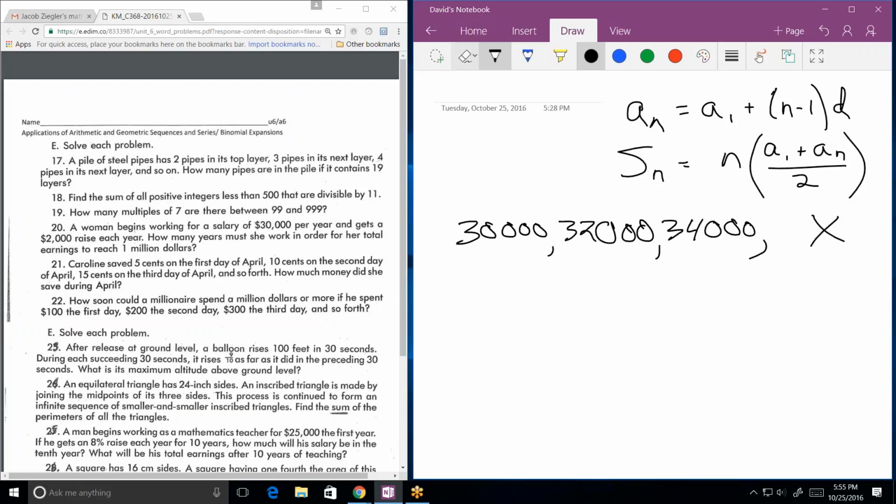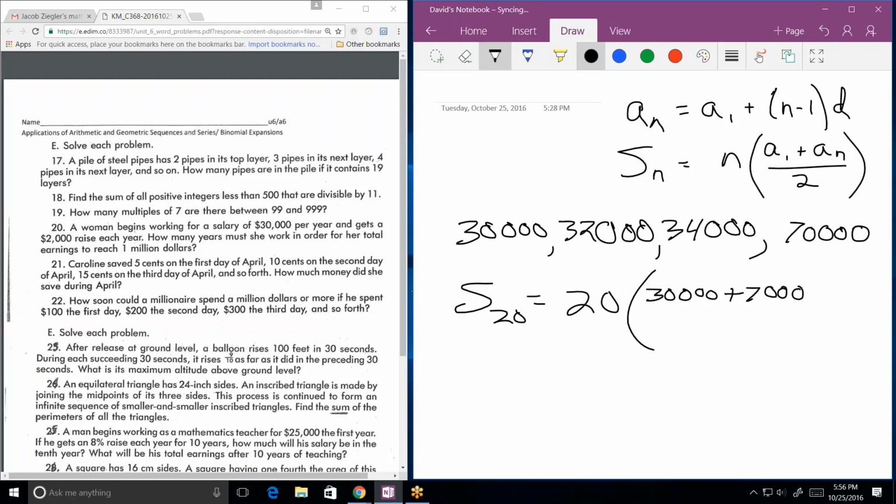In other words, let's see. If she worked there for 20 years, then she's going to have 20 times 2,000. So her salary on the 20th year is going to be 40,000 more than the start. So let's say her salary on that last year is 70,000. And that's the 20th term. So let's see what S sub 20 is. I hate doing problems like this, but it'll let us know whether or not we're even close, and we'll be able to adjust accordingly.